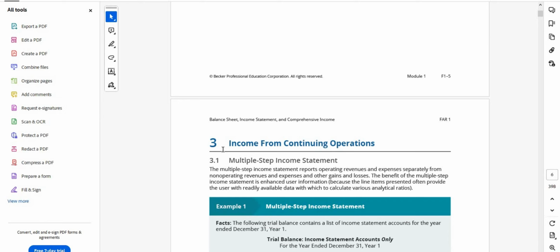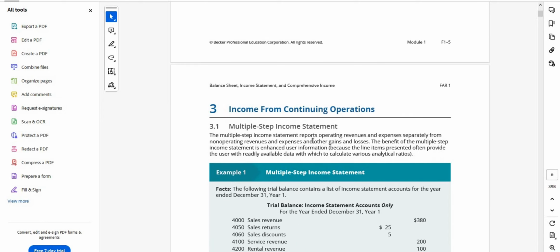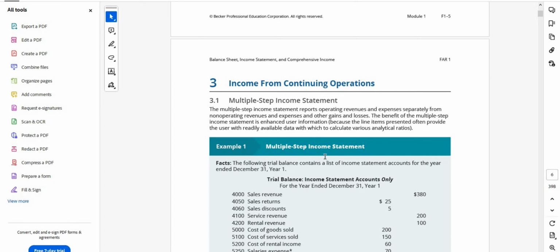The third point is income from continuing operations. Income from continuing operations means income from the normal business. Normally we have to calculate revenue minus expenses. So it's income from normal operations, or income from continuing operations.